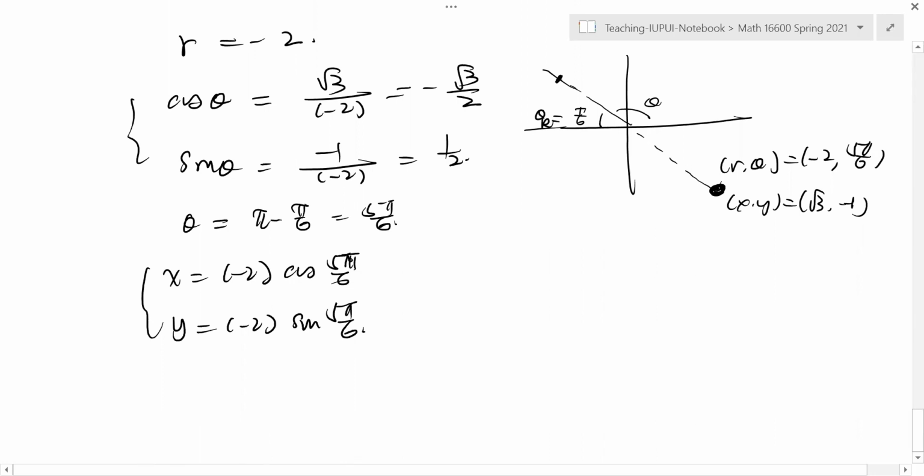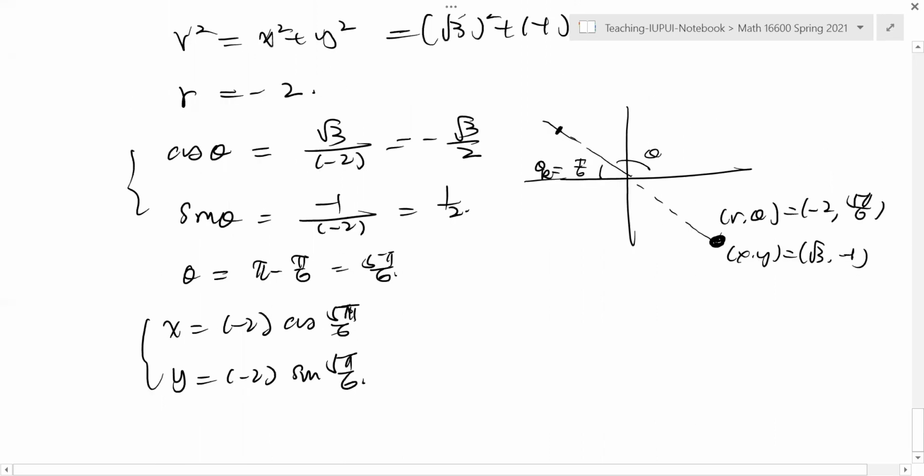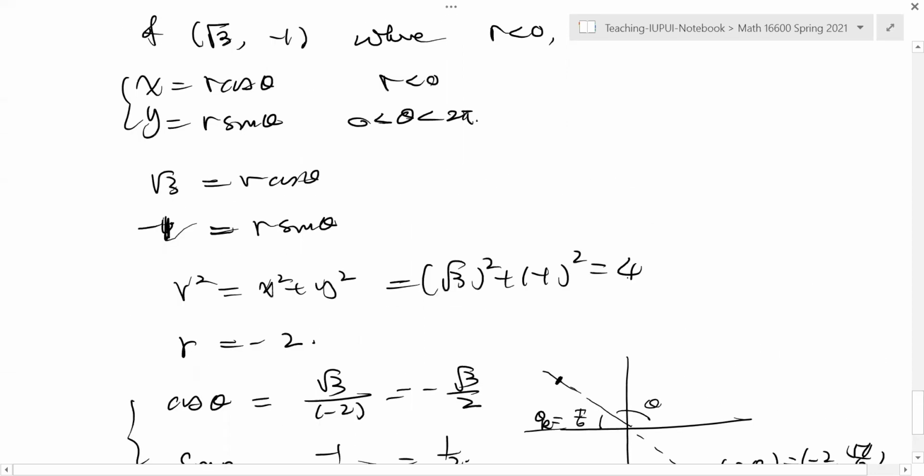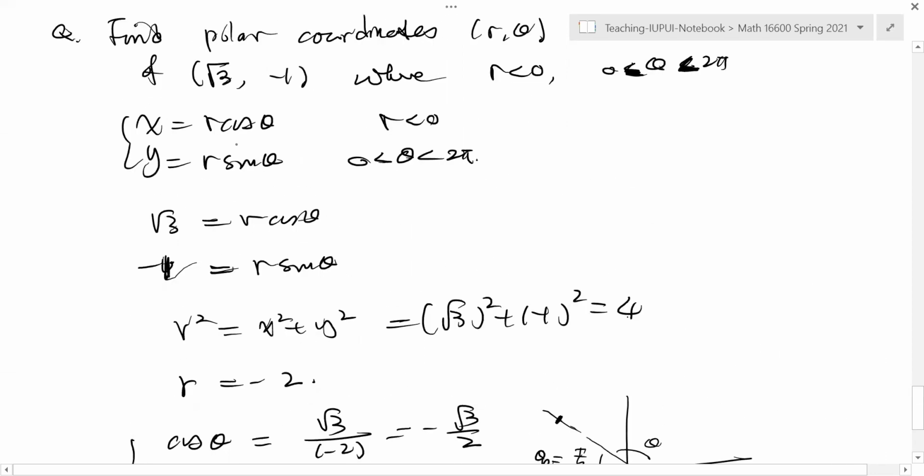Anyway, there are multiple expressions for the polar coordinates of the same point, just because given x and y, r and theta are not unique. r could be positive, could be negative. If r is always positive, then there's a unique solution for r, but theta is still not unique. But here we allow r to be negative.